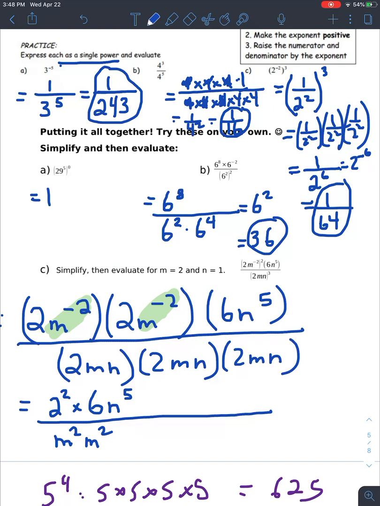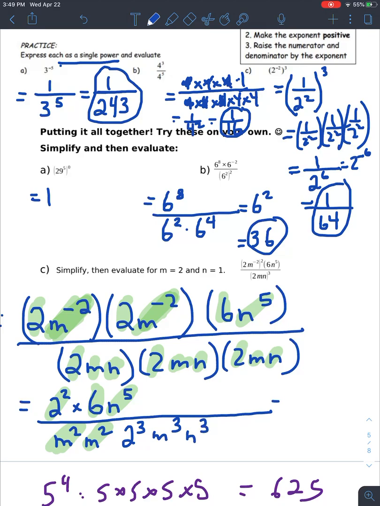Those have to get moved down with a normal exponent, m to the positive 2, a positive exponent, on the bottom. So far at the top I did the 2, another 2, that's there. I've got a 6, that's there. N to the 5 is there. I've got my m to the negative 2, which ends up being m squared on the bottom, m squared on the bottom. I've got 1, 2, 3 2's on the bottom, so 2 to the power of 3. And I've got 3 m's on the bottom, m to the 3. I've got 1, 2, 3 n's on the bottom, n to the 3.